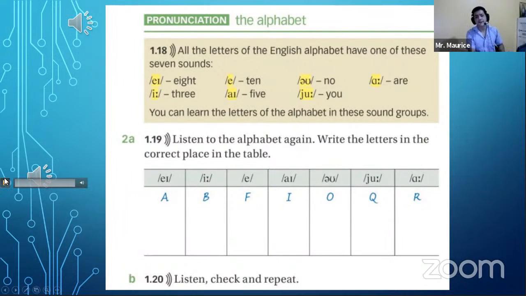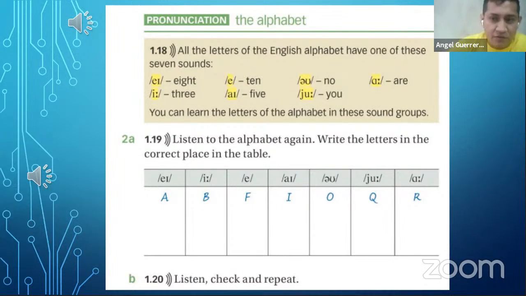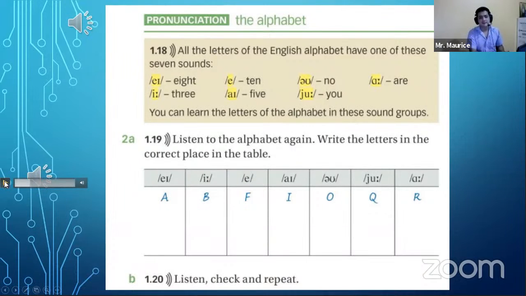Okay, so let's classify word by word. Listen. Audio 1.19. Number 1, British. Okay, so the word British. What is the sound for this word? What column is the correct one? Yes, the second column. B, British. Perfect. Let's continue.